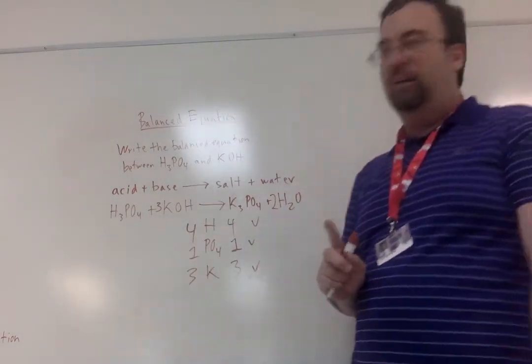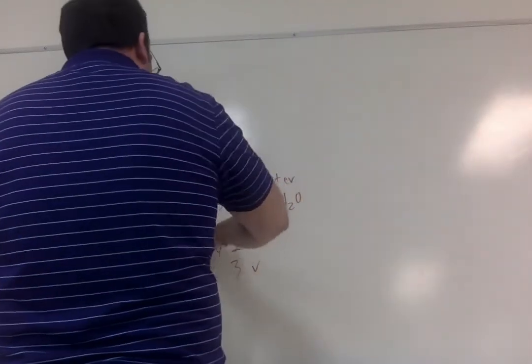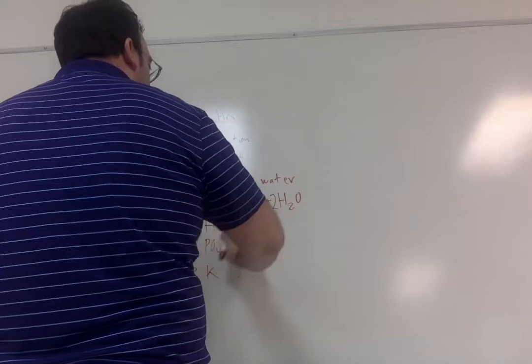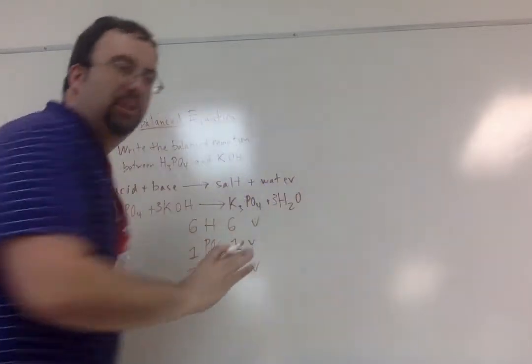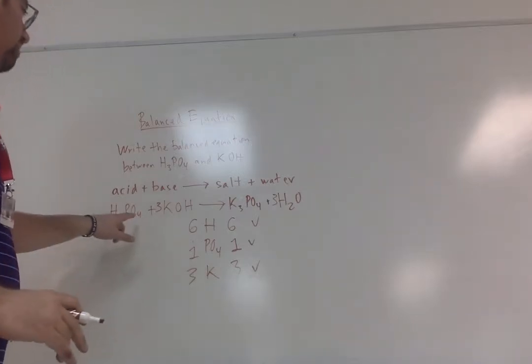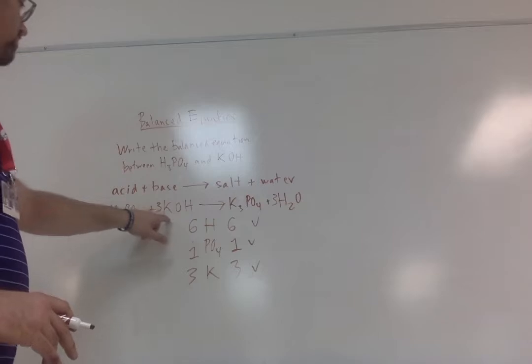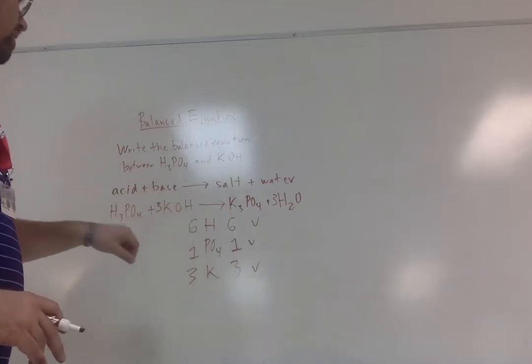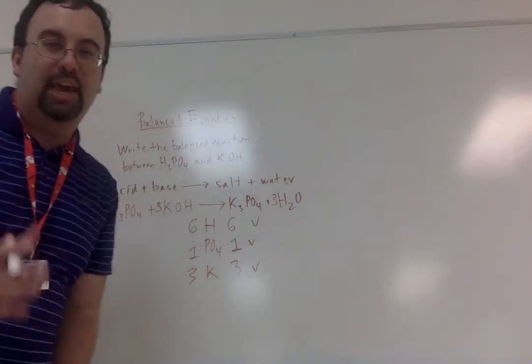And so let's go ahead and double check. We now have a total of 6 hydrogens over here. We need to put a 3 in here to make this 6. So now we have 6 here. We have a phosphate here, a phosphate here. We have 3 potassiums, 3 potassiums. And so now we can see that this is a balanced chemical equation.